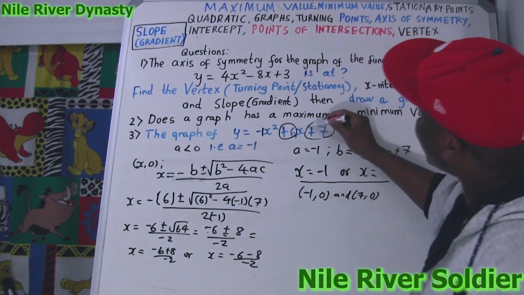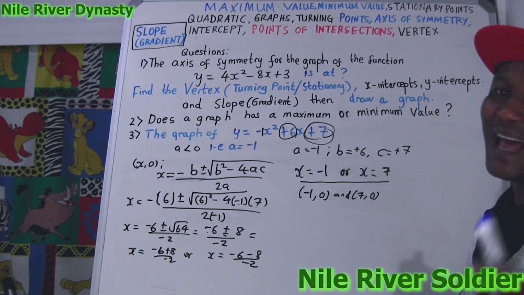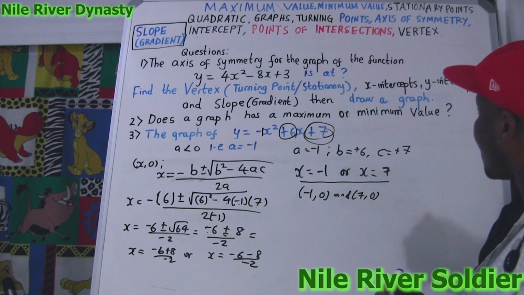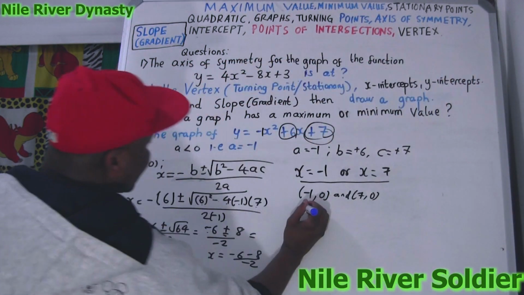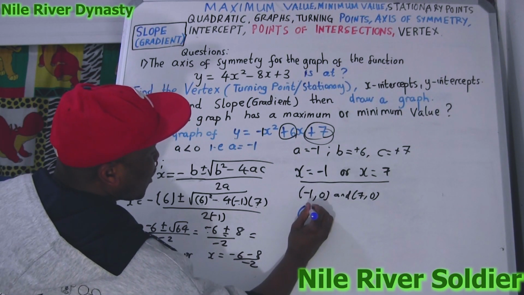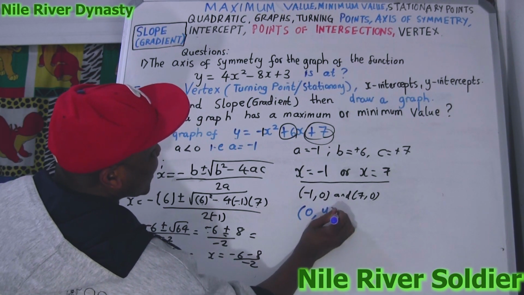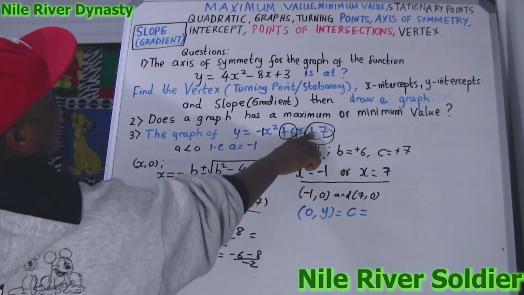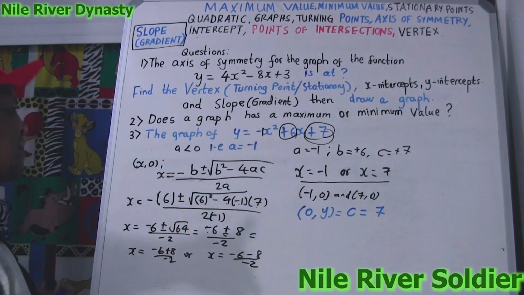For the y-intercept, this is the y-intercept, but only when it's in the standard equation of a line. So we're going to say for the y-intercept, x equals 0. In other words, this is the same as C. What is the y-intercept equal to? 7. So I have the y-intercept and x-intercept.